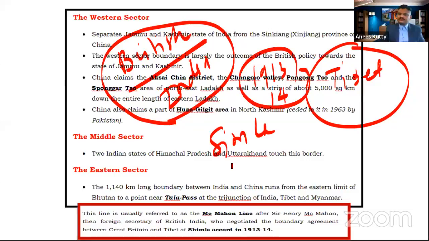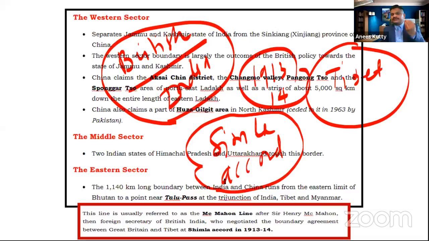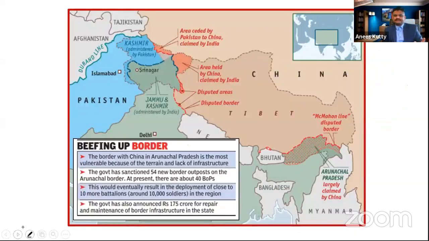This is known as the Simla Agreement, or to differentiate it from the Simla Agreement with Pakistan in 1972, which we call the Simla Accord. The Simla Accord's contribution is the creation of the McMahon Line. Write down this one point: in the year 1913-14, the Simla Accord was concluded between British India and Tibet, and through this accord the McMahon Line was created. This is a takeaway point from this slide.